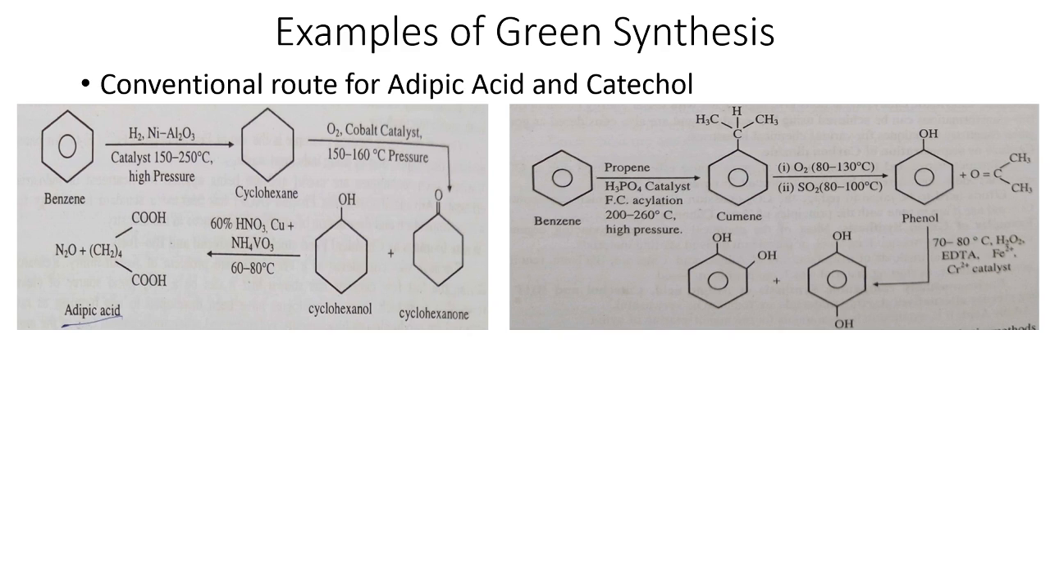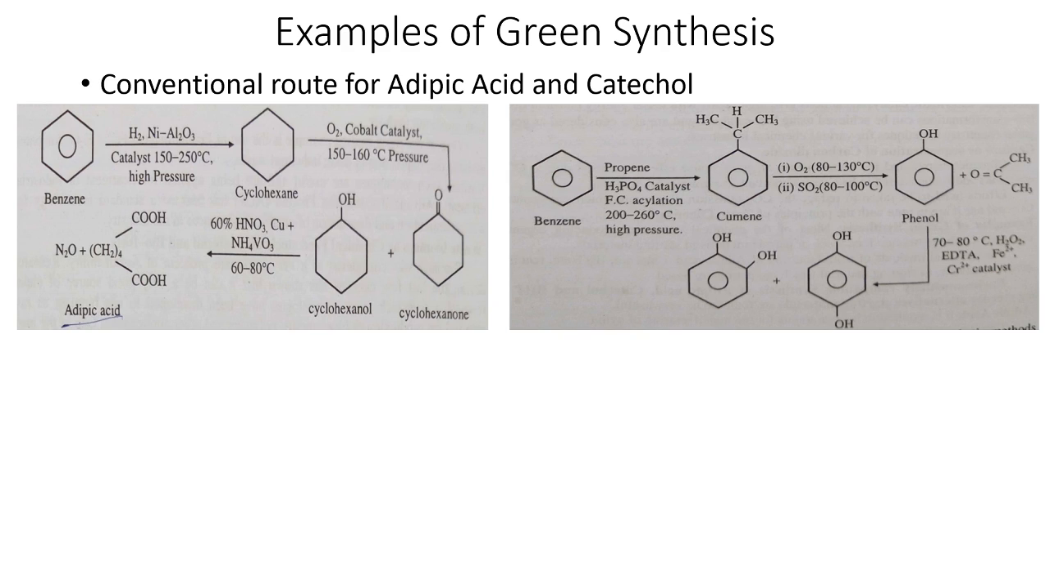Okay, the SO2, sulfur dioxide, required in this reaction is also not an eco-friendly chemical, and the high temperature required in steps 1 and 2 requires large energy input. So energy wise, production of toxic chemicals, multi-step synthesis, all these make this conventional route of synthesis of adipic acid and catechol bad as far as the environment is concerned. So how can one overcome this?